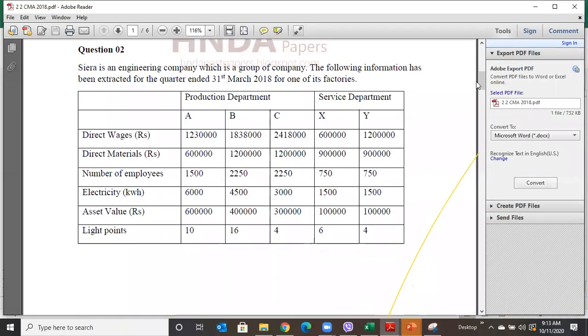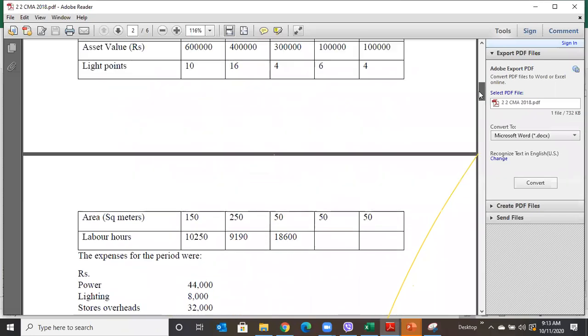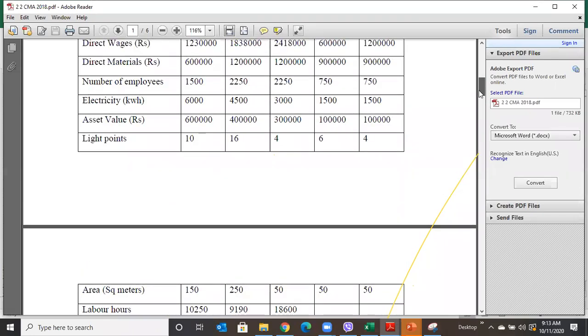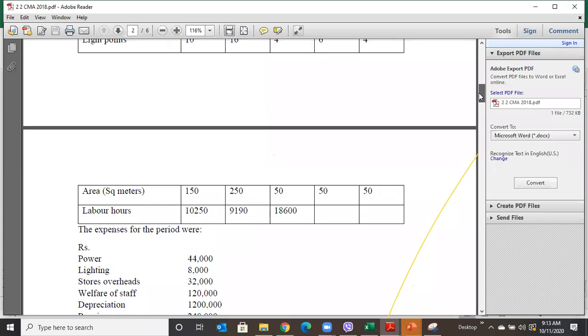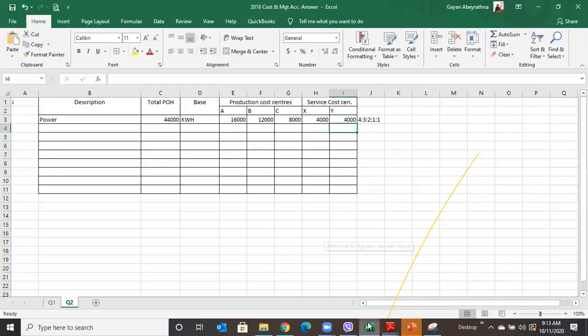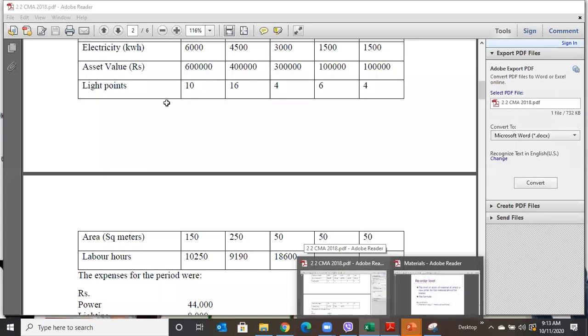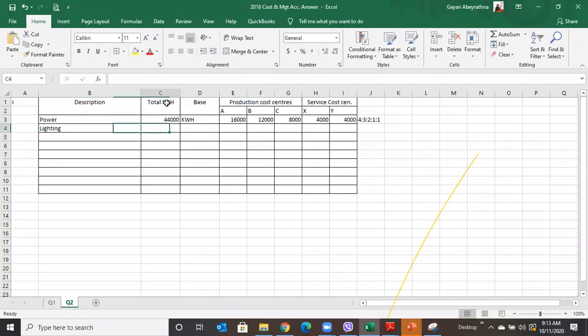The next item, lighting. Then how to distribute? What should be the base for lighting? Light points. 9 points we are having. What about total cost? 8,000. Total cost 8,000, then light points.